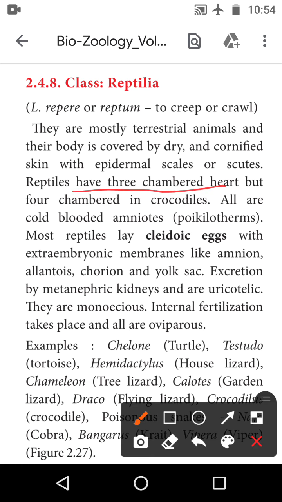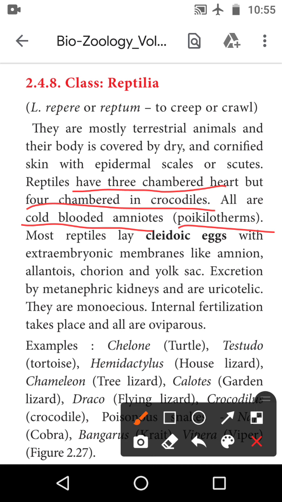So reptiles have a three-chambered heart, but the crocodile, which is one of the reptiles, has a four-chambered heart. Four chambers means two auricles and two ventricles. All are cold blooded, amniotes, and poikilothermic animals. Poikilothermic means the body temperature varies.